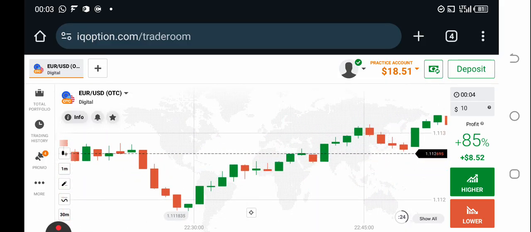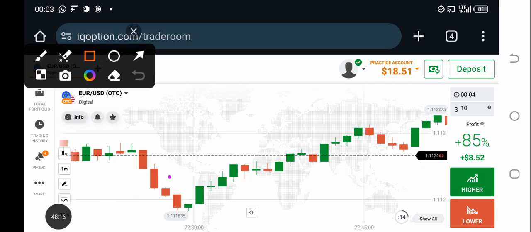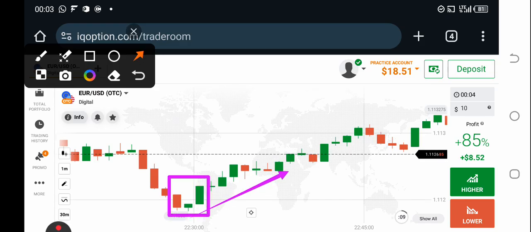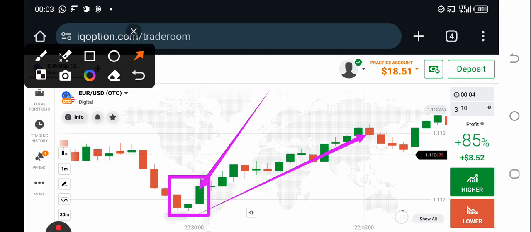Now, you can see this is an evening star. Sorry, a morning star appearing in a downtrend, indicating the market wants to go up. Okay, so this is a morning star pattern. You can see.